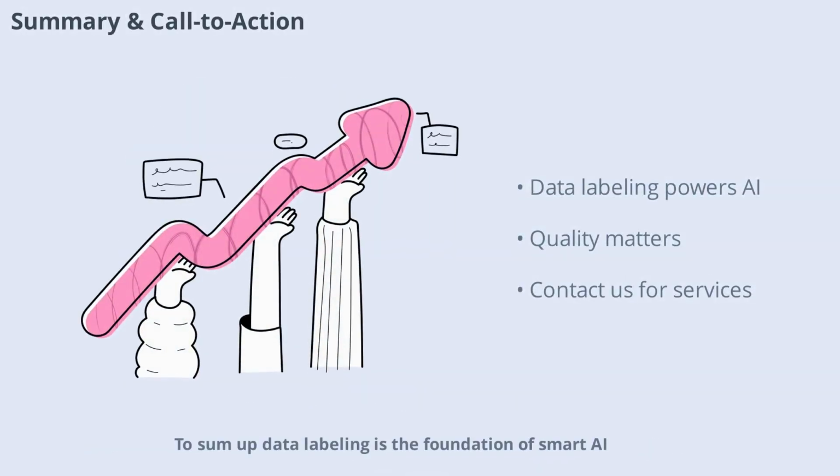To sum up, data labeling is the foundation of smart AI. It teaches machines to see, hear, and understand the world. Whether it's self-driving cars, medical AI, or chatbots, quality labeled data makes all the difference.